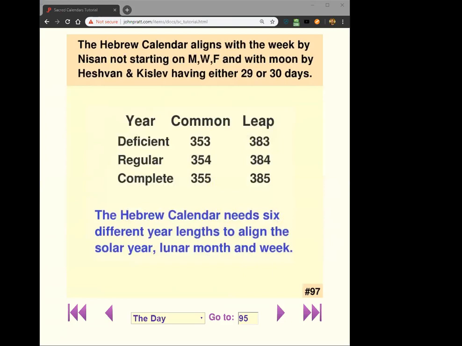And you don't need to memorize these names. I don't always remember them, but they're either deficient, regular, or complete, meaning they either have the average. I told you 354 was the average, and with a 30-day leap month, 384 is the average. But both of those years can either be 1 day short, deficient, or 1 day more, complete. So you have to have these 6 years, and now you need a way to juggle them.